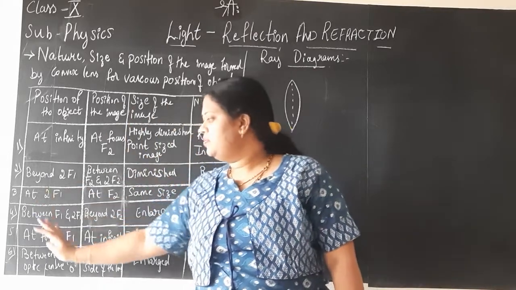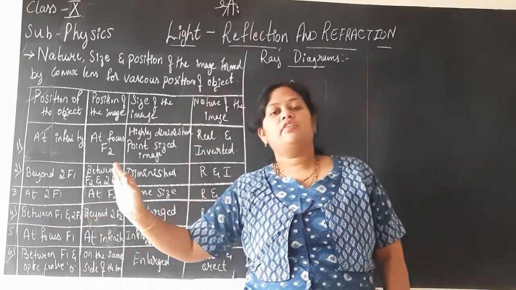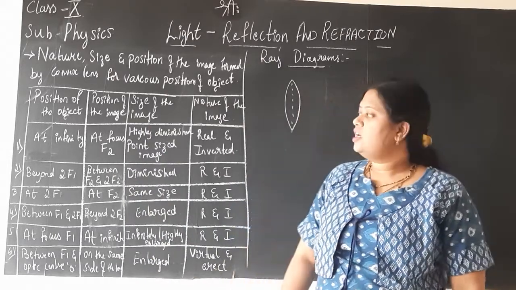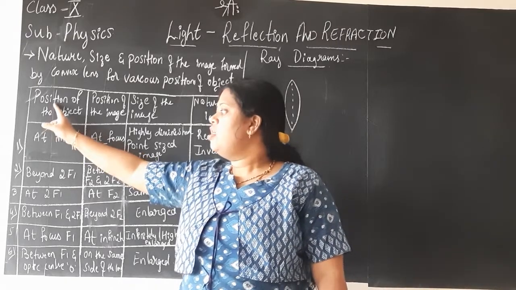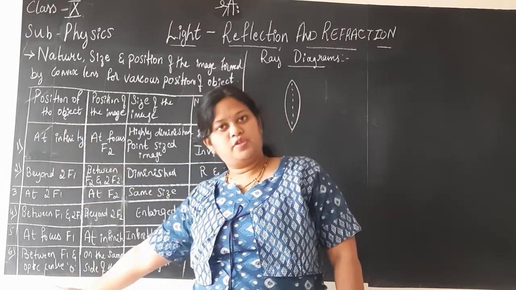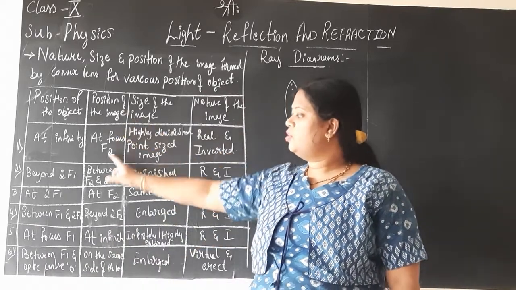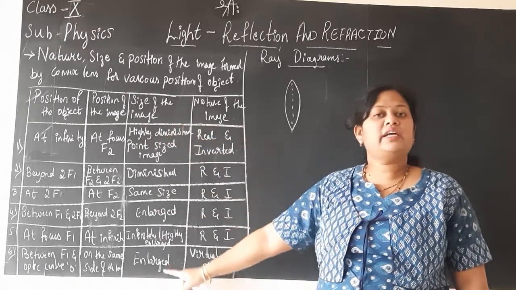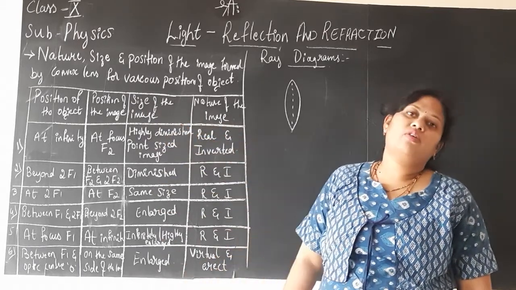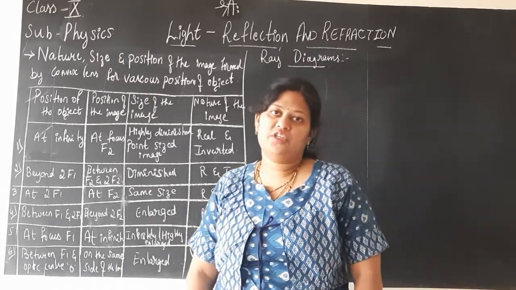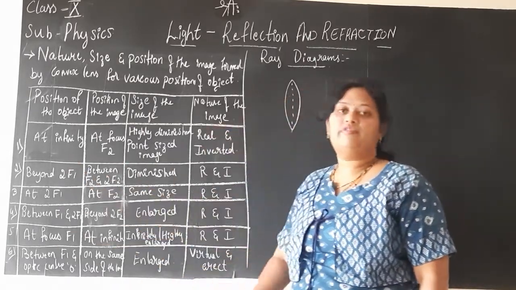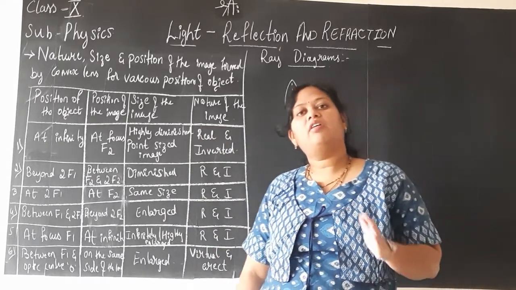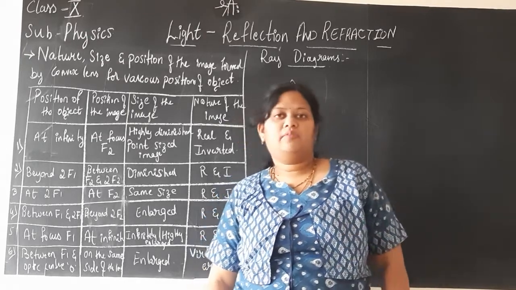If you look at the table, this table is similar to what we have already discussed with respect to the concave mirror or the converging mirror. Here also, in the first column, you have the different positions of the object. In the second column, you have different positions of the images formed, and in the third column, you have the relative size of the image, and in the last column, you have the nature of the image. So you already know what is the meaning of nature. Nature of the image means whether it is real and inverted, or virtual and erect.